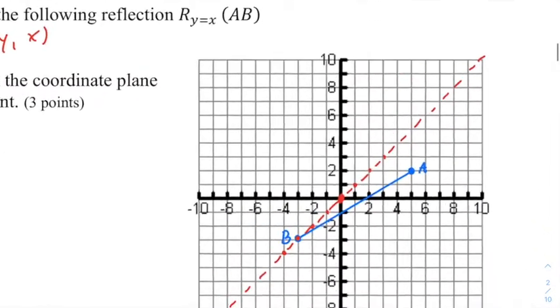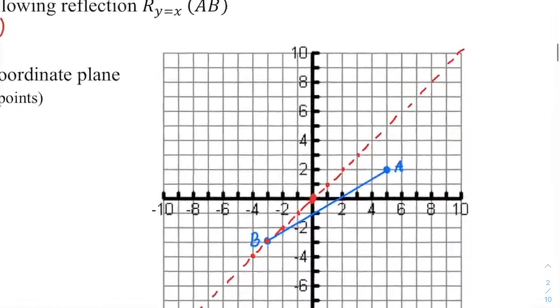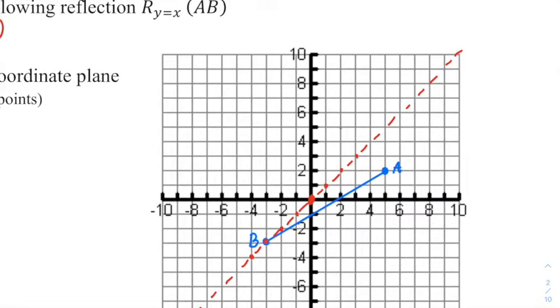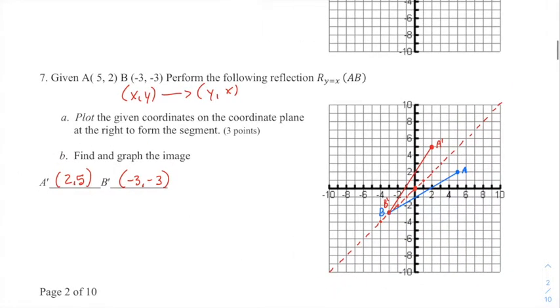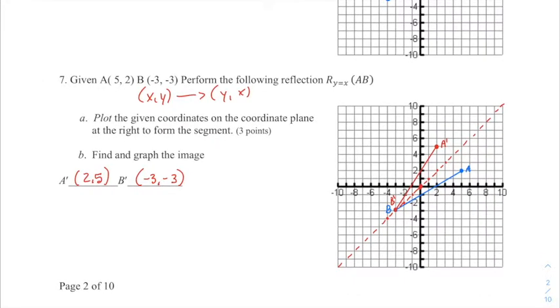So when you plot those, 2 comma 5, that's going to be about right there. There's A prime. And then B prime is going to be in the same spot since that's not changing. And then there's your new segment right there. And if you tilt your head to the side, you can see how it's mirrored across that diagonal dotted line right there. So that's your reflection on that one.